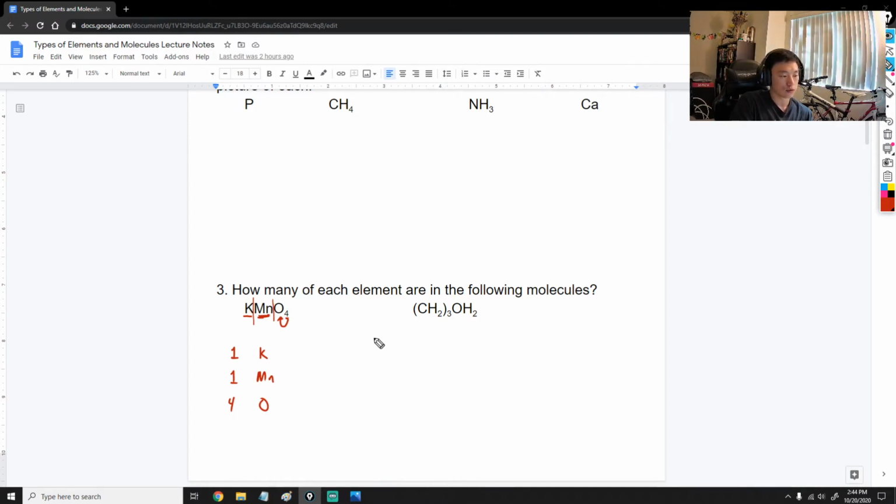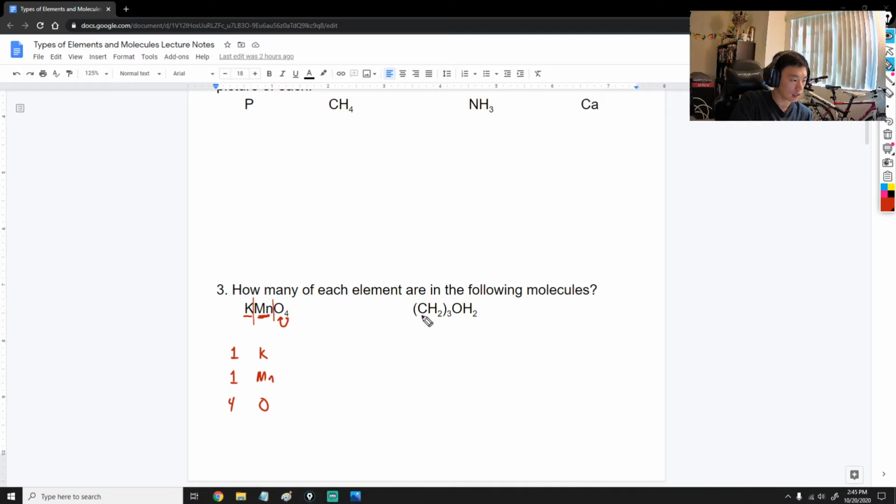Alright, let's review parentheses again. Now parentheses are a little bit trickier because basically what you need to do is multiply the number on the outside of the parentheses with everything on the inside. Okay, so let's see what that's going to look like. So let's look inside the parentheses. So what's inside the parentheses?